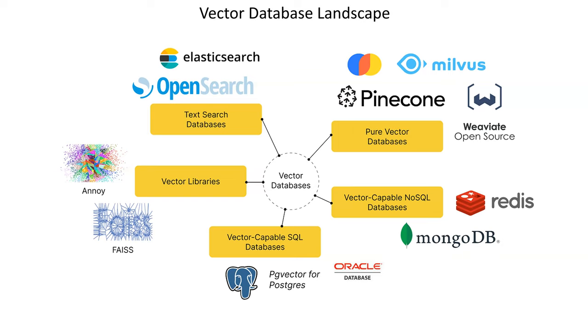In the text search area, you have OpenSearch and Elasticsearch. Everybody is getting on the bandwagon, and they are also trying to make their databases do vector search right now, right? OpenSearch has implemented it now. Earlier it was not there, but recently they've started. Then there are Pinecone and Milvus.